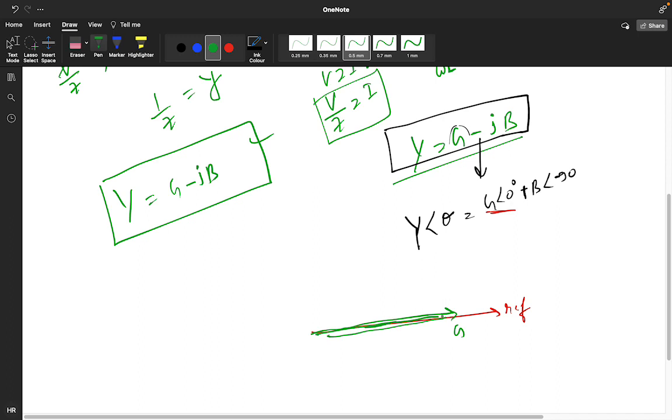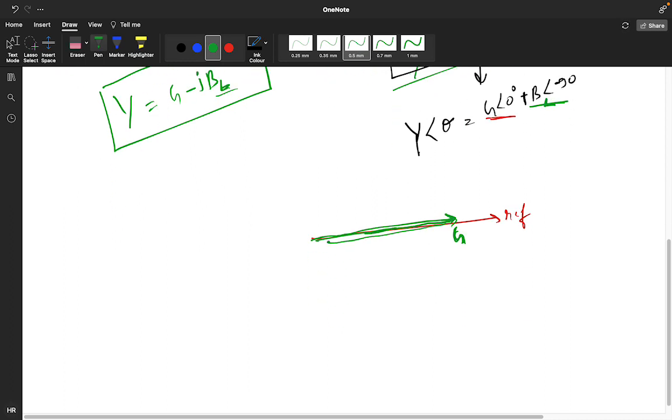This particular is your G. What about your BL part? Write this susceptance as BL because we are making it with respect to the inductor. So BL will be lagging by how much? 90 degree, clockwise. Yes, clockwise it will go. So we are getting the 90 degree BL part, and G plus BL will give you admittance Y, and this will be theta.